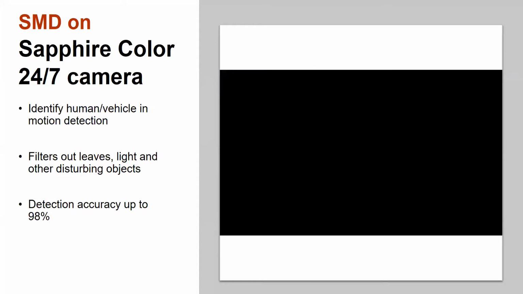So as you can see with the SMD color camera, you'd be able to pretty much turn on the SMD with one button, and then the camera would be able to determine if it's a human or vehicle. You'd be able to select the two different options.